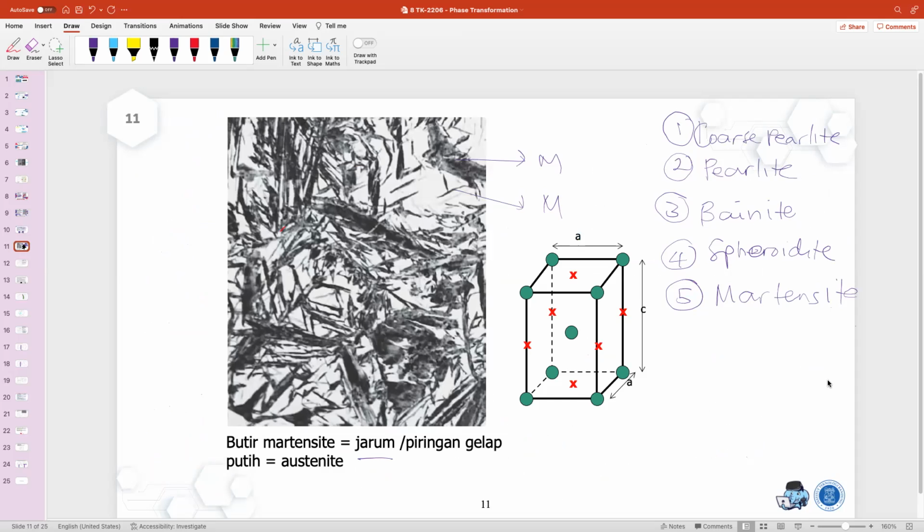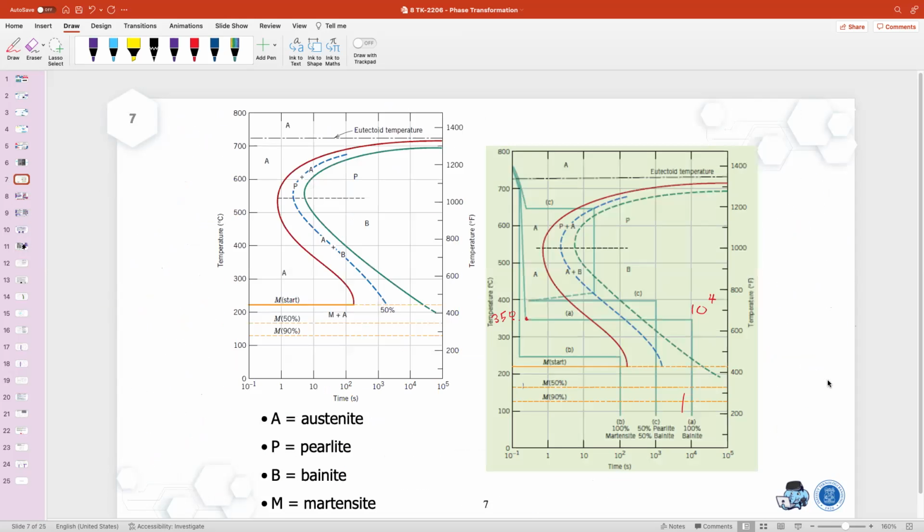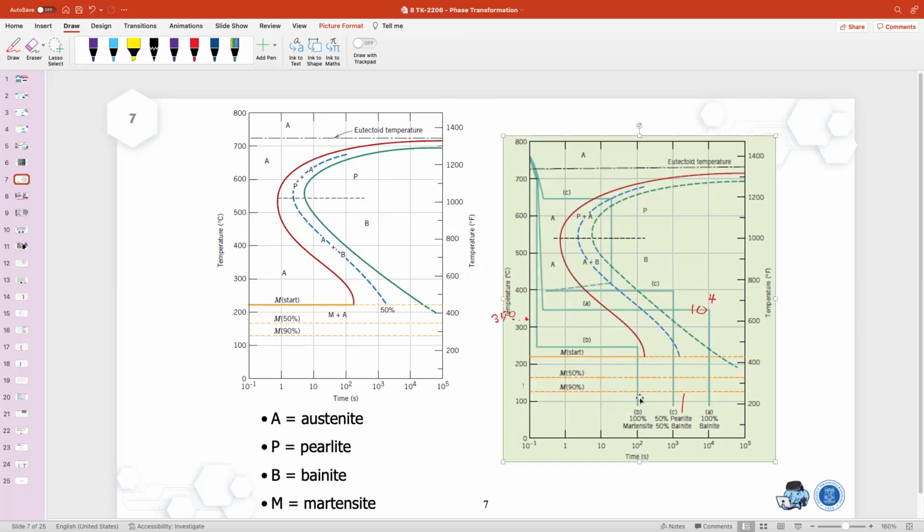Not yet. Okay, so later on maybe we can use some example questions. For example, can you describe the process to get 100% martensite? If you want to have martensite, we can see graph B over here. You have to cool it down to 50 degrees Celsius, then maybe hold up to 100 seconds and then quench down again to room temperature. Then you will get 100% martensite.